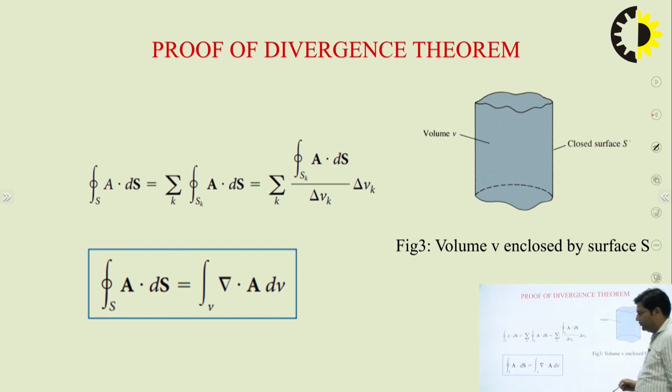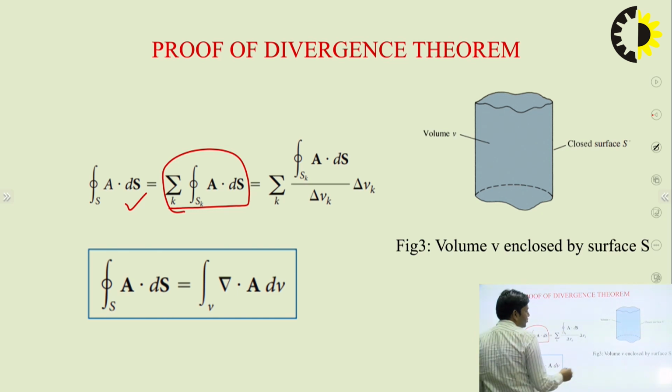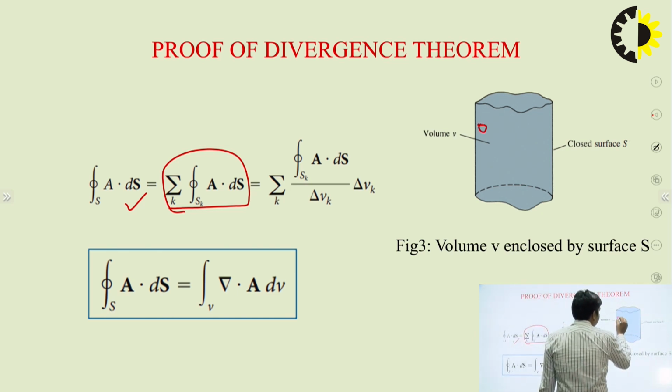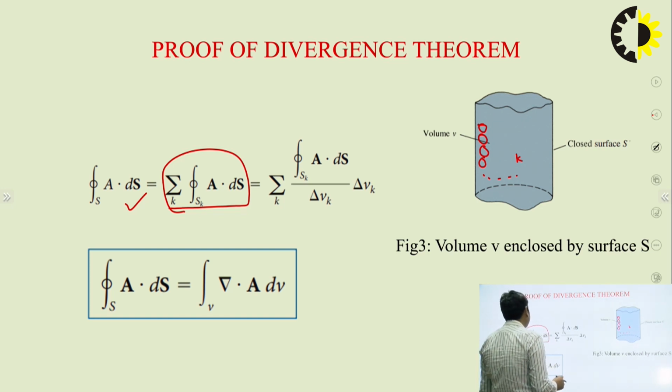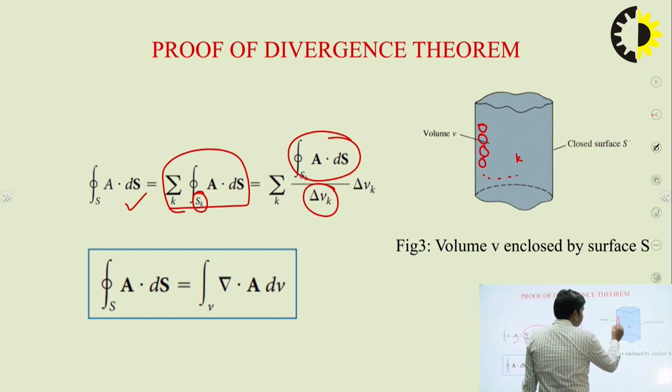So, what is the meaning of A dot ds? A dot ds is equal to the summation of A dot ds. What is the meaning of this? Suppose we define here 1, 2, 3 up to k. This volume is to be defined here by using this formula, where k is the kth element. Easily we can calculate A dot ds sk, which we divide by delta Vk. What is the delta Vk? It is the volume of that particular kth element.